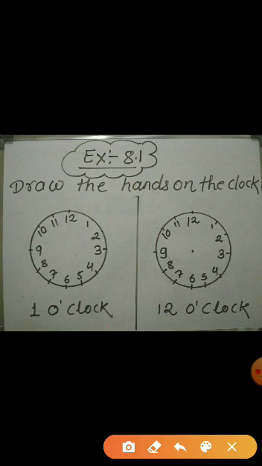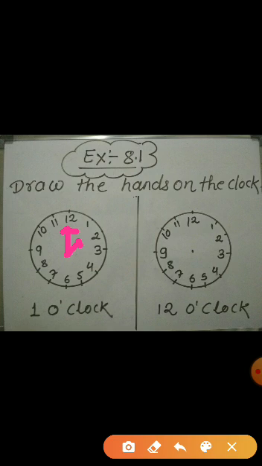Now look at the first clock face. Here the time is written 1 o'clock. Now this time is given in full hours, right? And we have already seen how to show the time in full hour. To show the time in full hour, we have to draw the minute hand on 12. Hence, to show 1 o'clock, I am going to draw the minute hand on 12 and hour hand on 1. So it's a 1 o'clock now.